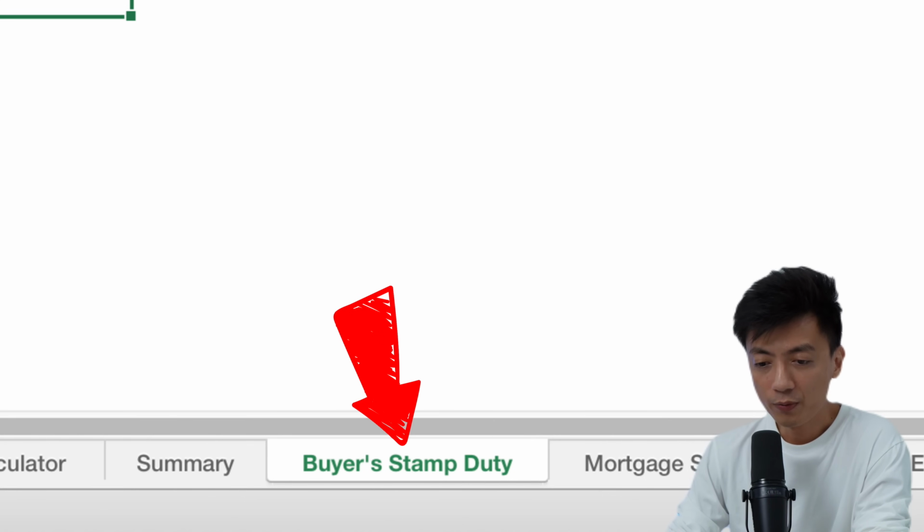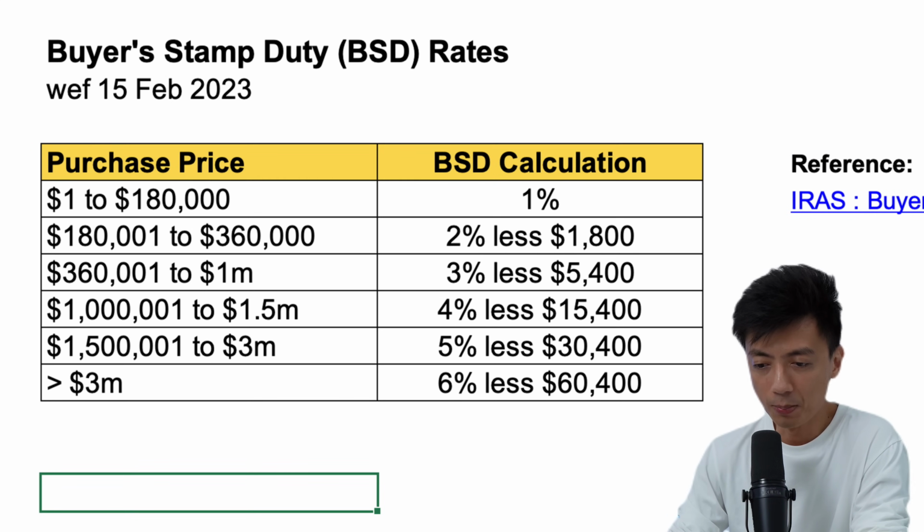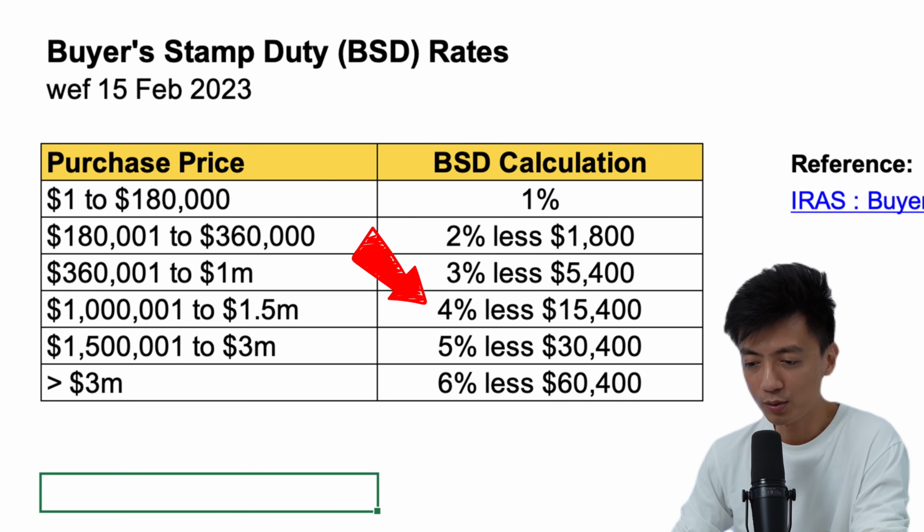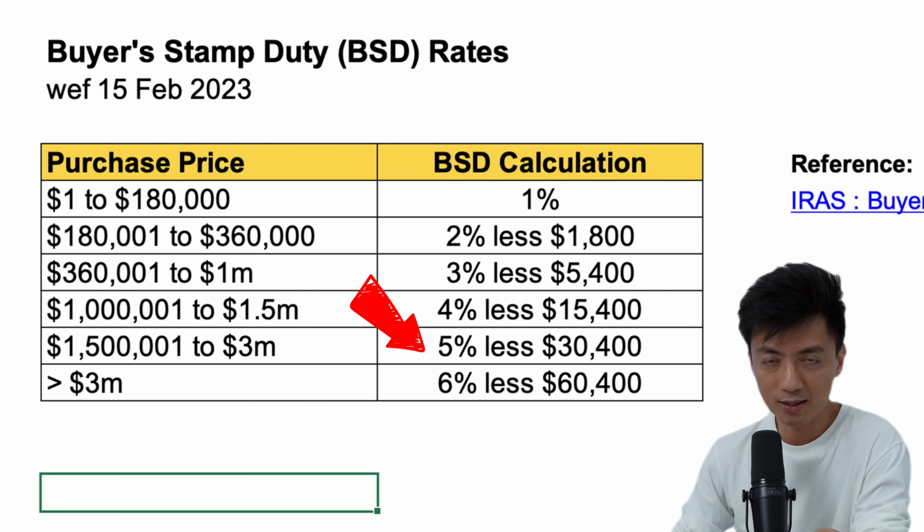So with effect from 15th of February 2023, the buyer's stamp duty rates have been further segregated into a few different tiers depending on your purchase price. And so for James and Wendy who are purchasing a $1.5 million unit, you can use either of these two, 4% less $15,400 or the next tier, and you'll find that both give the same answer. Their buyer's stamp duty is $44,600.